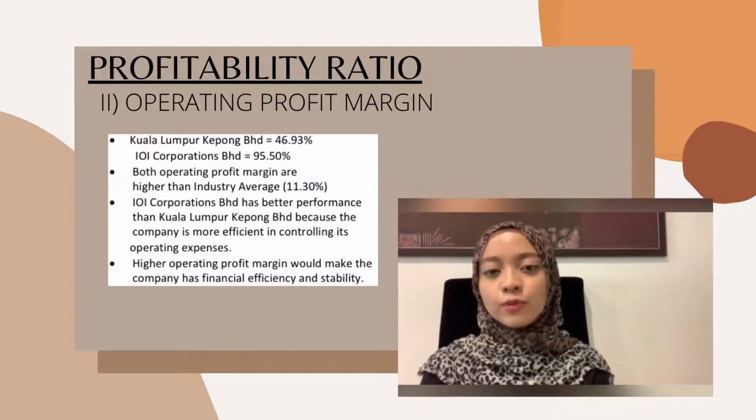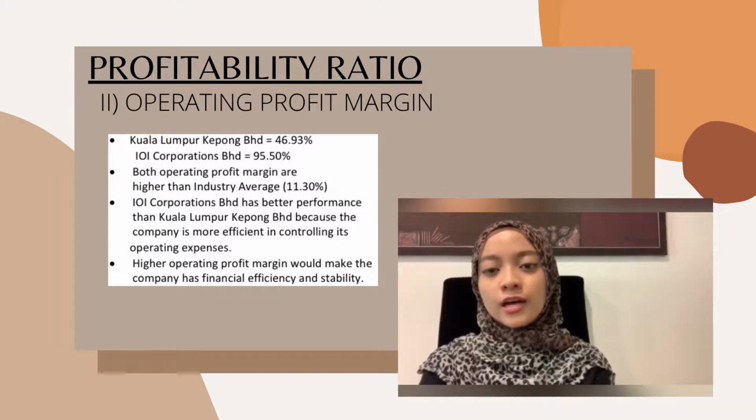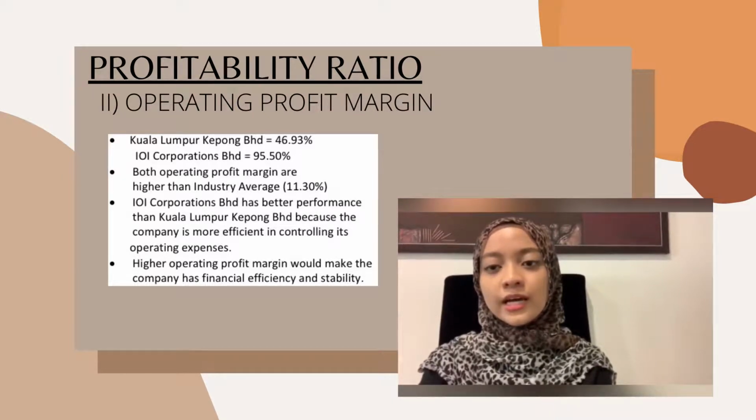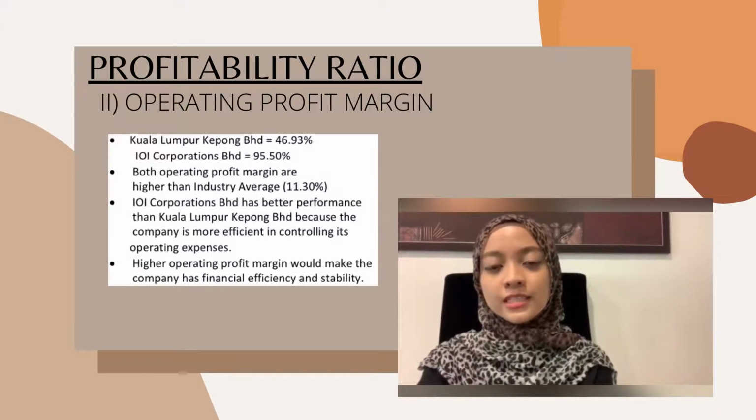This operating profit margin for both companies shows that IOI Corporation Berhad has a better performance than Kuala Lumpur Kepong Berhad. This is because IOI Corporation Berhad is more efficient in controlling its operating expenses than Kuala Lumpur Kepong Berhad. A higher operating profit margin indicates financial efficiency and stability.